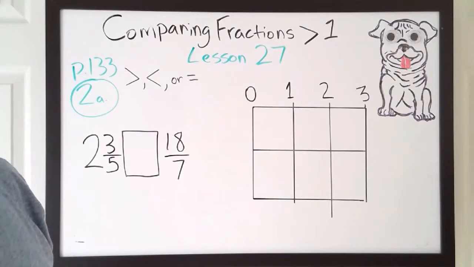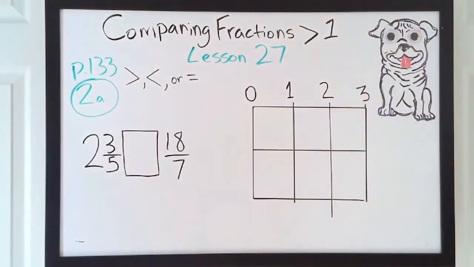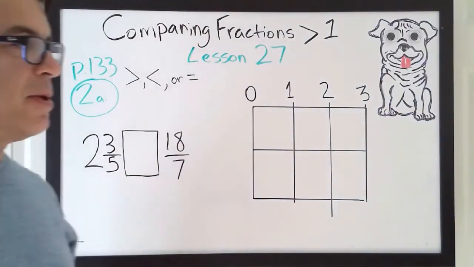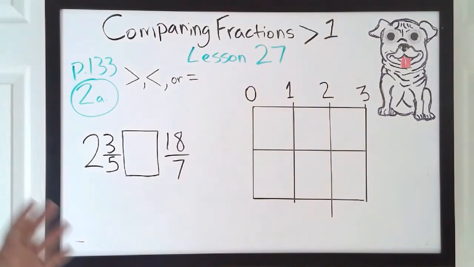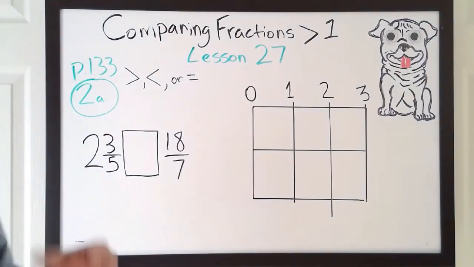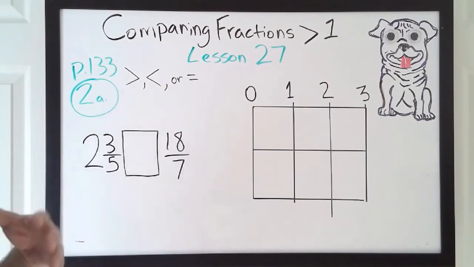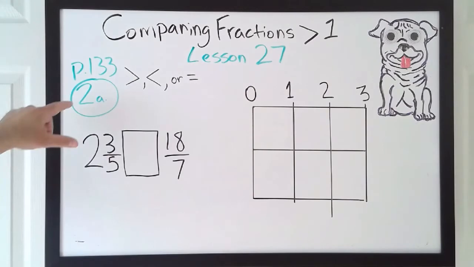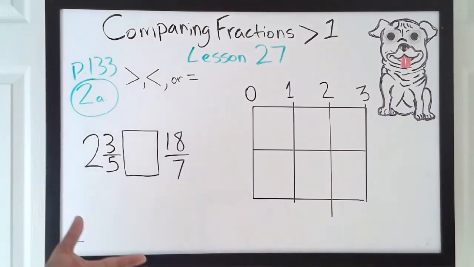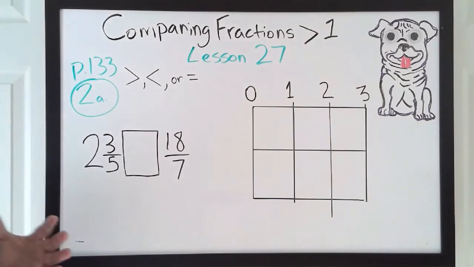Okay, now in lesson 27, they take away the number line. They want you to start comparing these fractions in these mixed numbers greater than 1 just by trying to figure them out by converting. In this case, for 2A on the problem set, they want to show you an area model. So I'm going to teach you how to make that area model, but you still have got to convert in order to find this out.